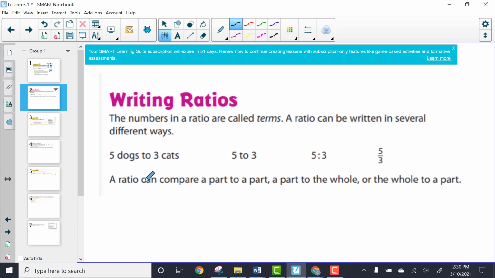And it's also important to understand that ratios can compare part to a part, or a part to a whole, or the whole to a part. When we're talking about part to part, that would be dogs to cats, for example, or cats to dogs.